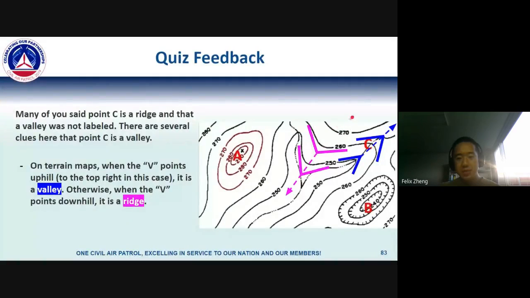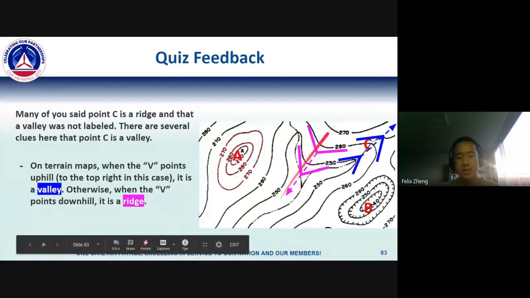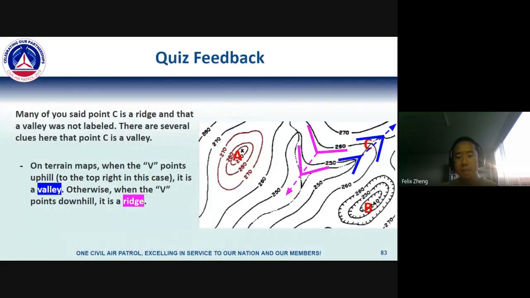So you can see in this case, the ridge is signified by these magenta lines. And then the valley is signified by these blue lines right here.